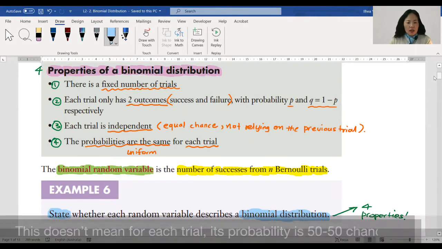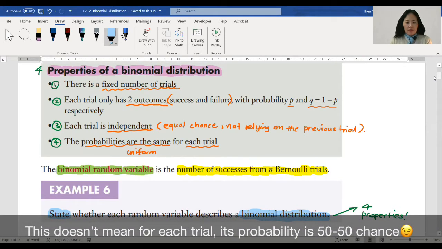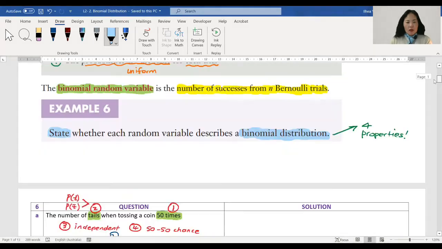And the last one is the probabilities are the same. Of course, if you've got an equal chance, it's independent. You will have uniform probability. The binomial random variable is the number of successes from n Bernoulli trials.